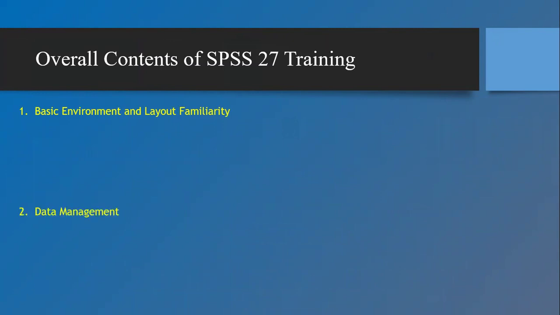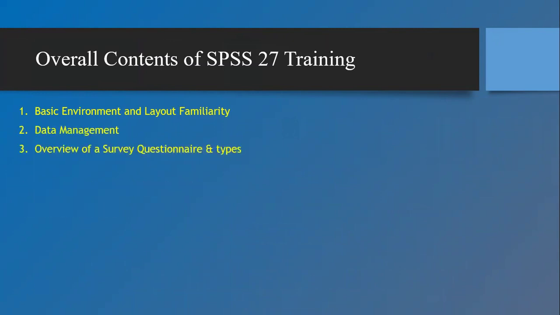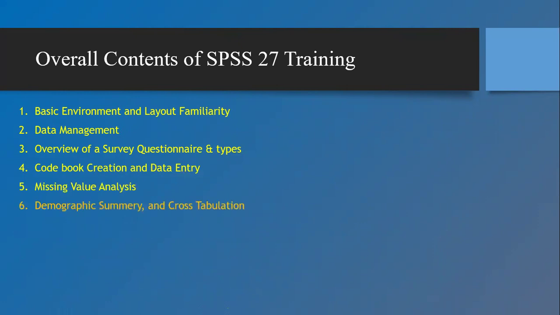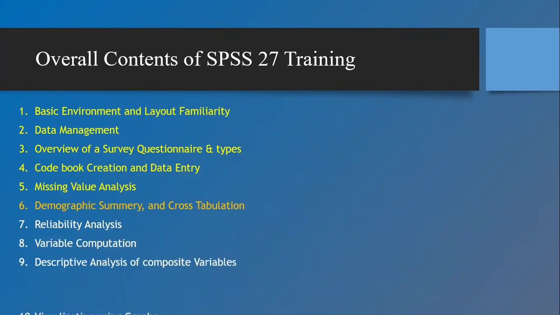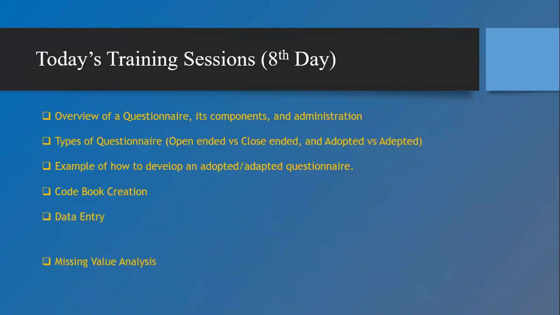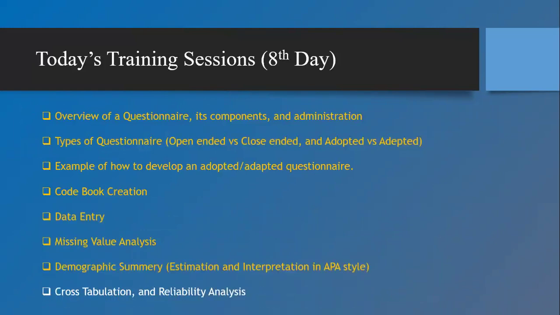We have discussed basic environment and layout familiarity, data management, overview of survey questionnaire and its types, code book creation and data entry, missing value analysis, and demographic summary in the last session. Today we will discuss cross tabulation and reliability analysis. The first one is cross tabulation, and the second one is the reliability analysis. So we will cover these last two parts today.